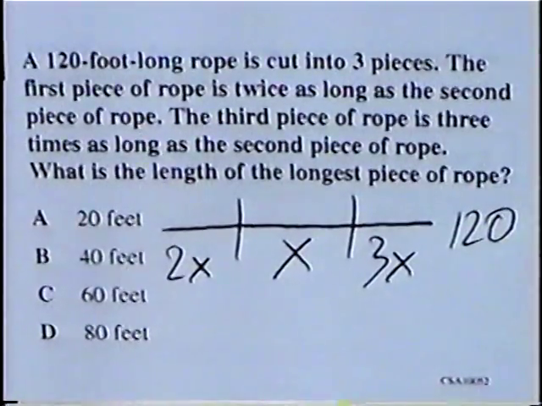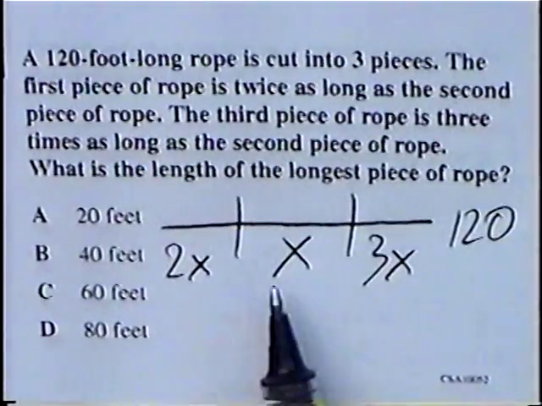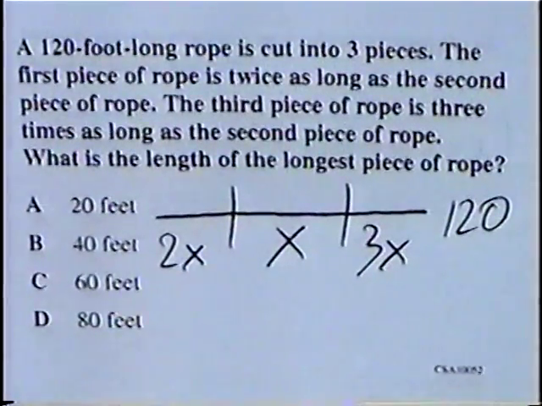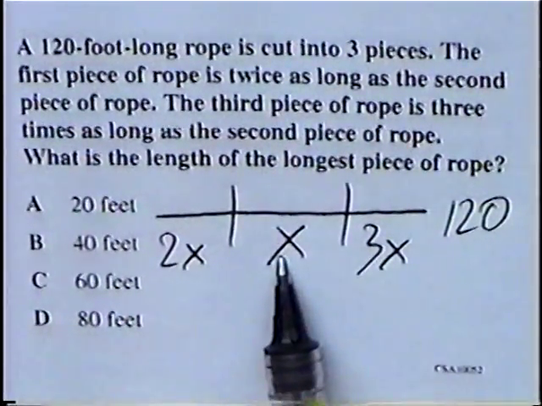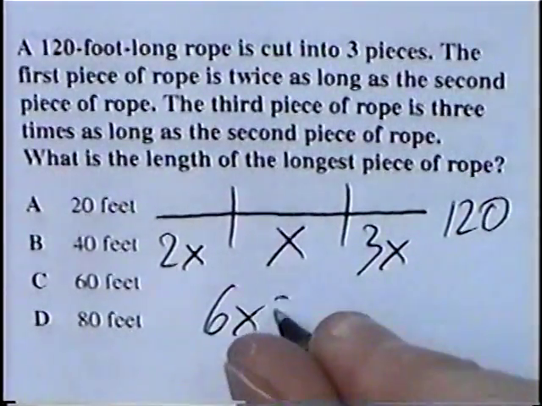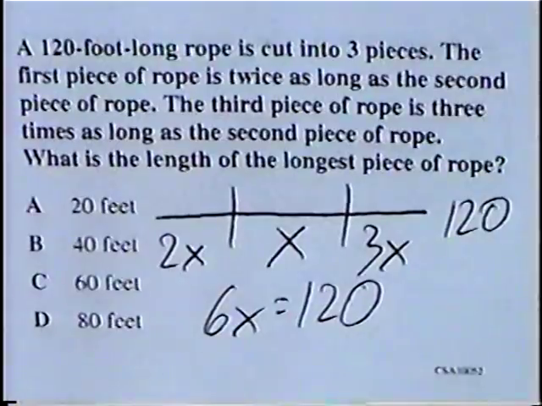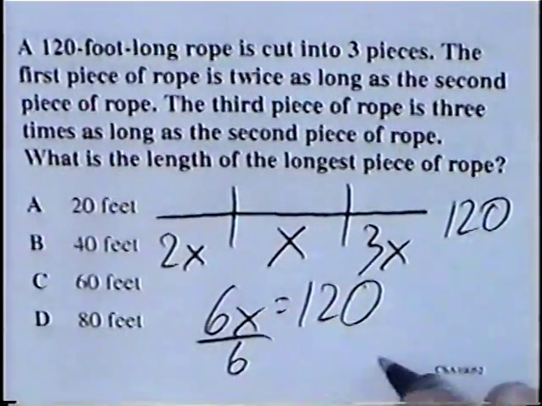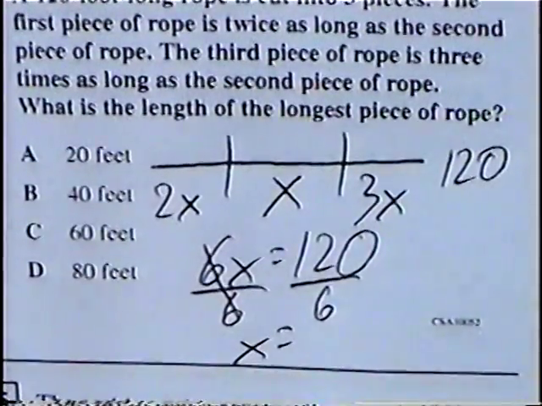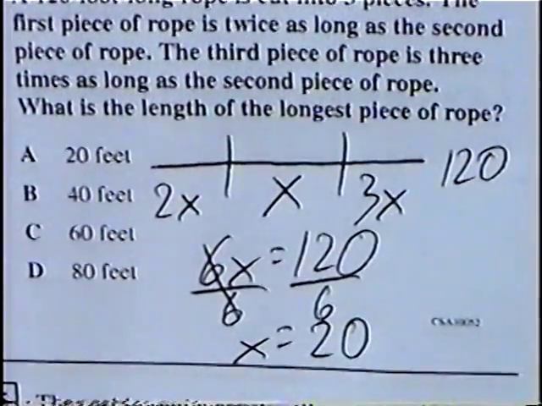Write an equation and we can find the length of the longest piece of rope. The 3 pieces of rope, if we add up 2x plus x plus 3x, that would be the total length of the rope, and that would equal 120. 2x plus 1 more x plus 3x would be 6x, and 6x equals the length of the entire original rope, which would be 120. Solving for x, we can divide by 6, and x equals 12 divided by 6 would be 2, bringing the 0 down, x would be 20.